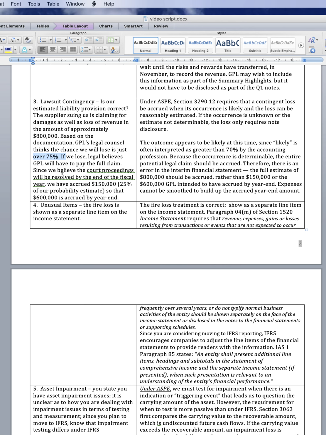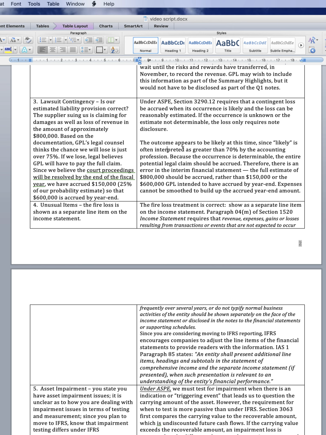All right. Now, just as another comment here, even under IFRS, they're even stricter. They would say if it's more likely than not, you have to accrue. More likely than not is anything over 50%. So again, these guys are thinking of going to IFRS, so they need to make sure that they're pretty lily white under ASPE before they make that transition, right?